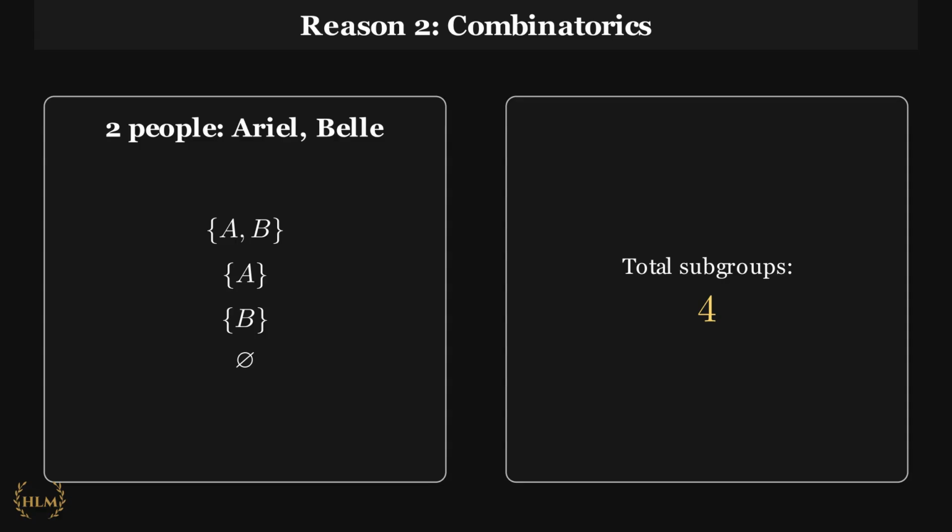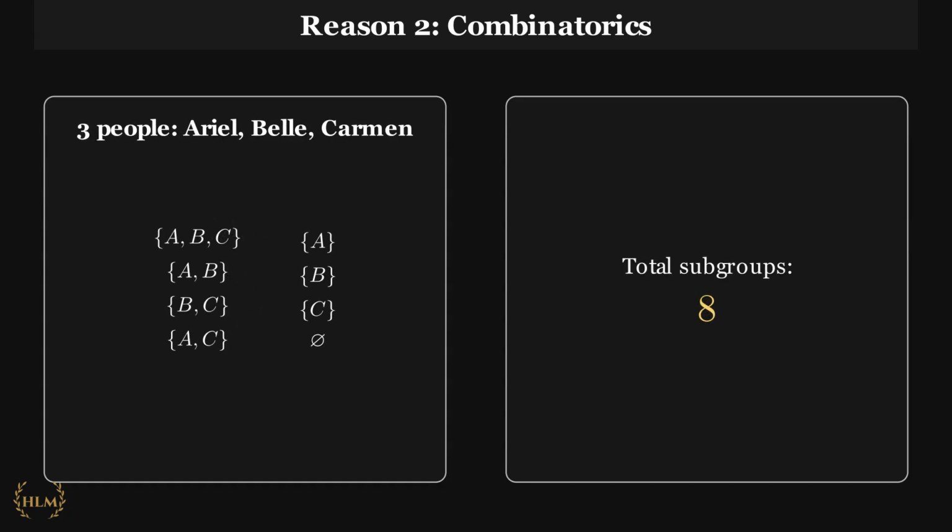And then consider 2 people, Ariel and Belle. So then to make subgroups, we can have Ariel and Belle in one group, so that's one group. Or we can just have Ariel in a group. Or we can have Belle in a group. Or we can have no one in a group. So then in total, we have 1, 2, 3, 4. 4 subgroups with 2 people.